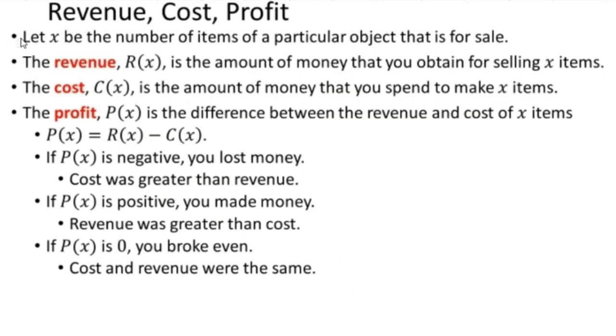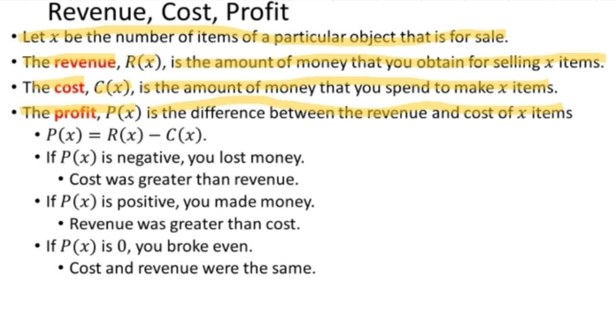We're going to let X be the number of items of a particular object that is for sale. The revenue, which we denote as R of X, is the amount of money that you obtain from selling the X items. The cost, C of X, is the amount of money that you spend to make X items. The profit, which we're going to denote P of X, is the difference between revenue and the cost of the X items. So from the definition, P of X would equal R of X minus C of X.